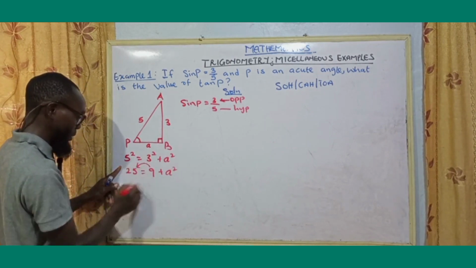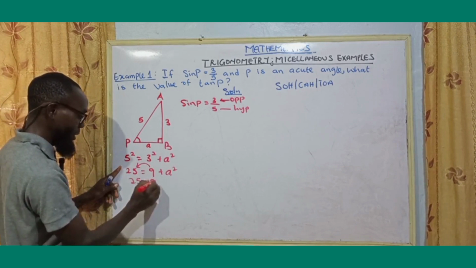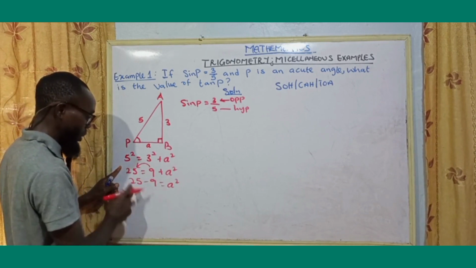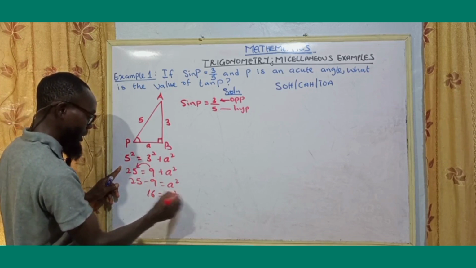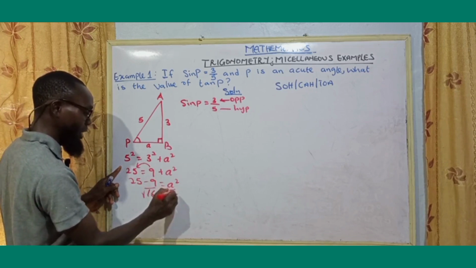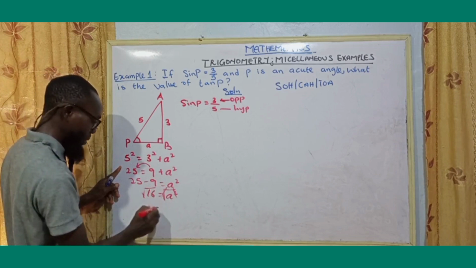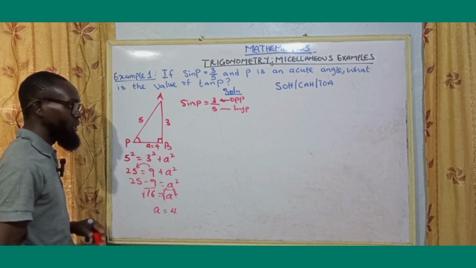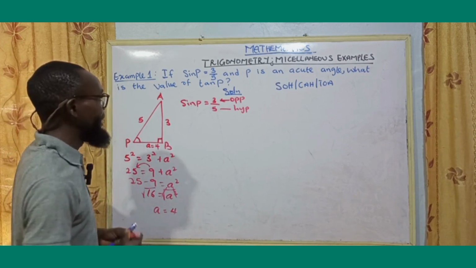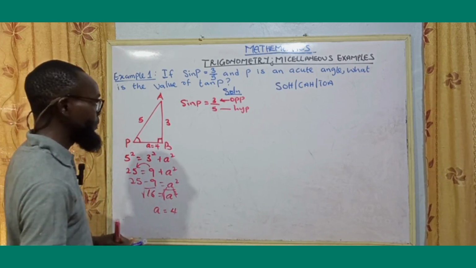Collect like terms, 25 minus 9 is equal to A squared. So when you subtract this one, we have 16. 16 is equal to A squared. Then square root both sides to get your A. Square cancels square root. My A is equal to 4. So this value here is 4. So if we can get that value there, then we can get our tan P.